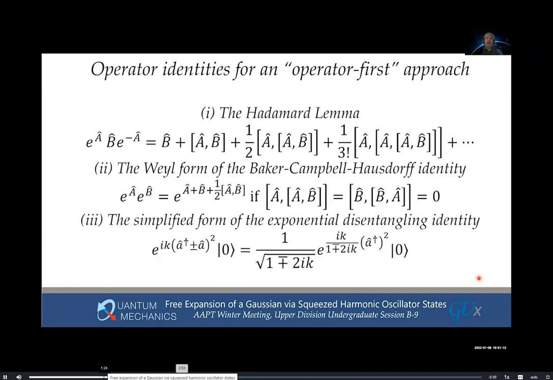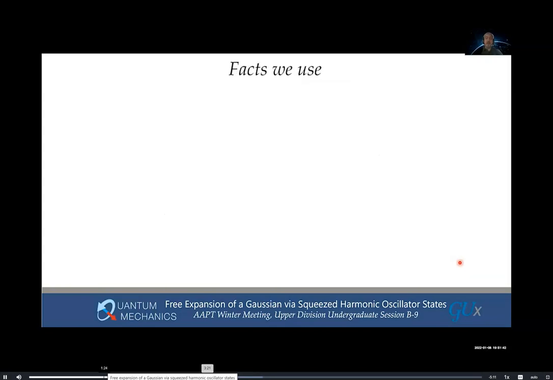And this third one is one that you've probably never seen before. This is called the exponential disentangling identity. This is actually a simplified form of it. It relates an exponential of an A dagger plus A to an exponential of A dagger and A dagger squared. And you get these funny numbers that come out when you do that. It's actually easy to derive this just by working with 2x2 matrices. And at the end of the talk, I've put an appendix that shows you exactly how to do that if you want to see the details of where this comes from.